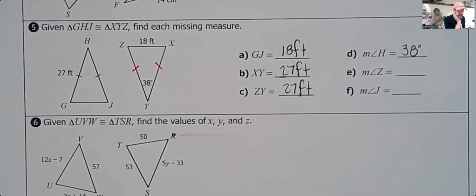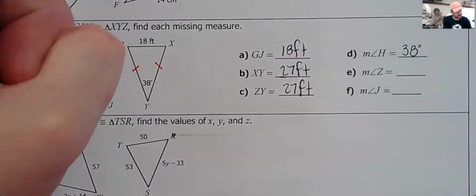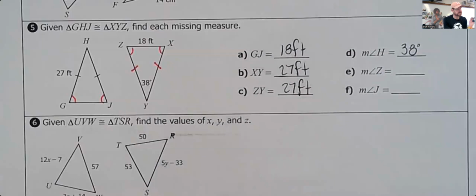Angle Z and angle J would have to be congruent to each other, because if we're talking about isosceles triangles, not only are two sides the same, so are two angles. 71. They are each 71. Good. Why?